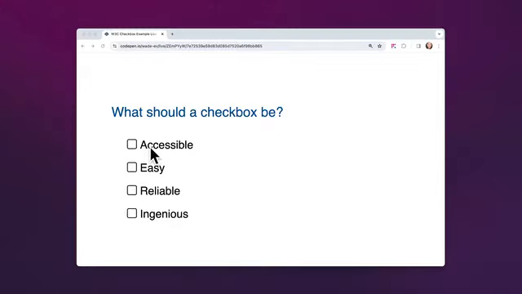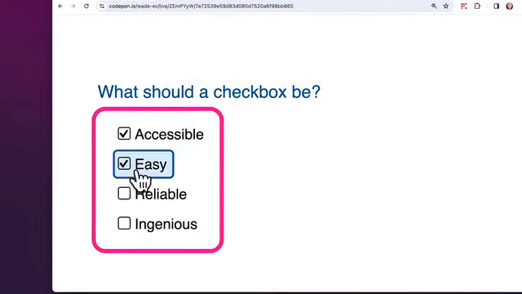Here's an example on the computer. Text: What should a checkbox be? 4 checkboxes appear as choices. The choices are accessible, easy, reliable, and ingenious. This looks familiar. A pattern called checkbox.